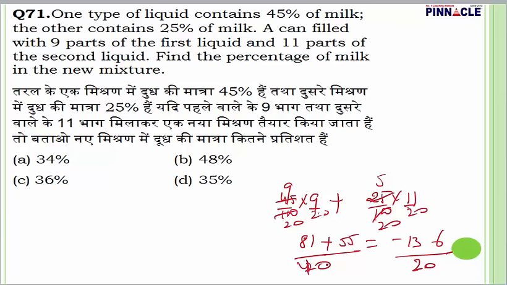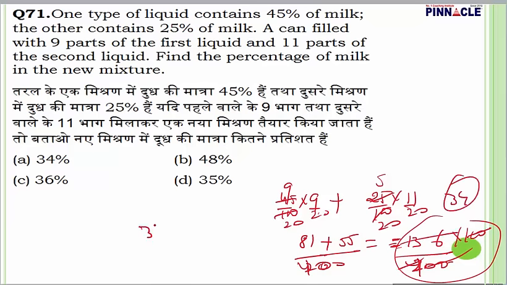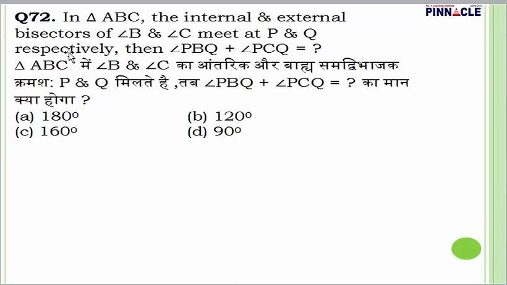That you can say 400 you can write here, because 20 into 20 is 400. So 81 plus 55, 136. 136 divided by 400. If you want to make it a percentage, then it should be equal to 34%. 34% would be the final percentage of milk in the new mixture. Because out of 100 we have taken 45 content, and out of 20 we have taken 9 parts. So in 400 total mixture we have 136 content of milk. In 100, you will find 34%. Answer is A.